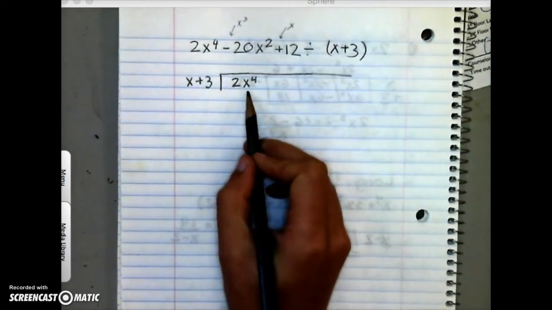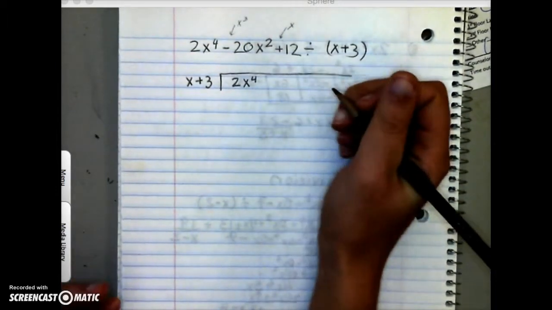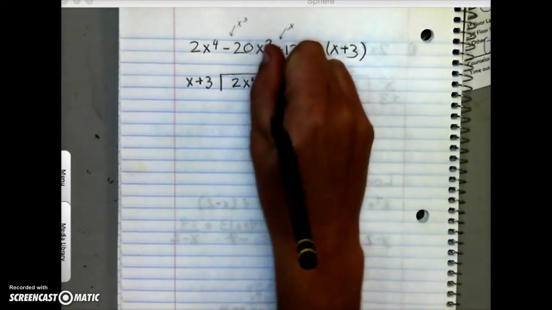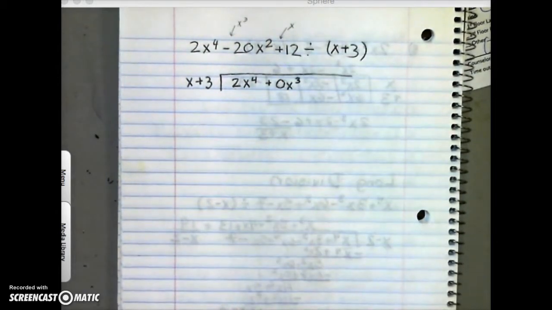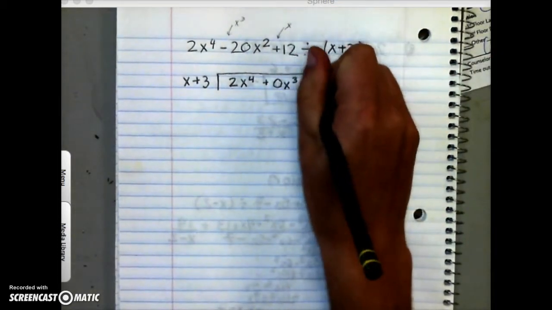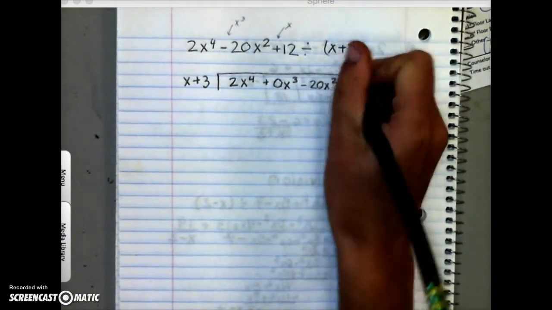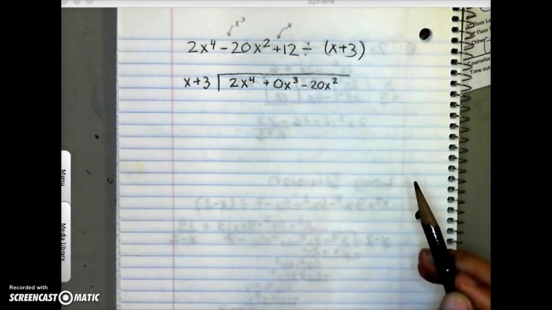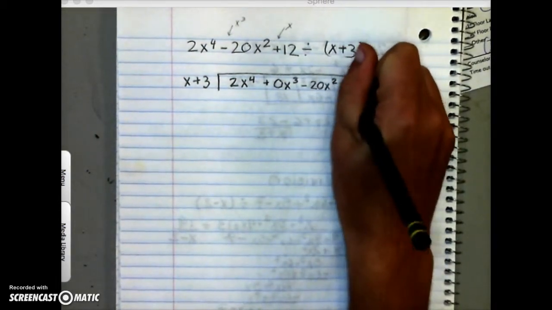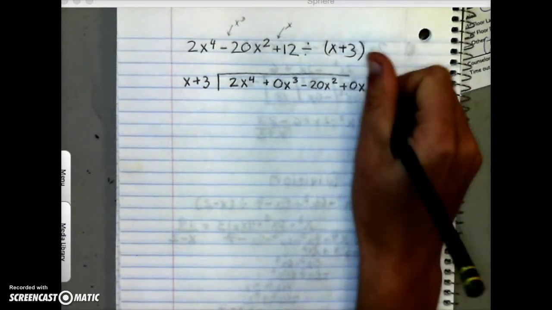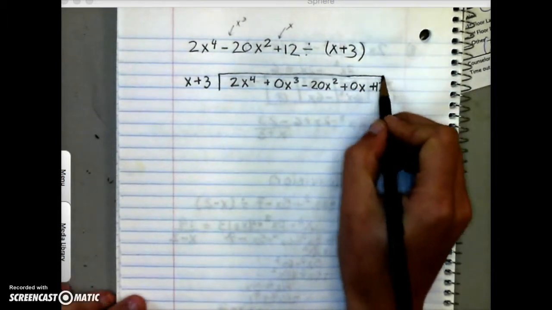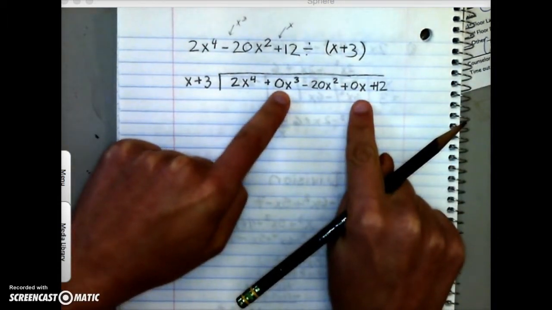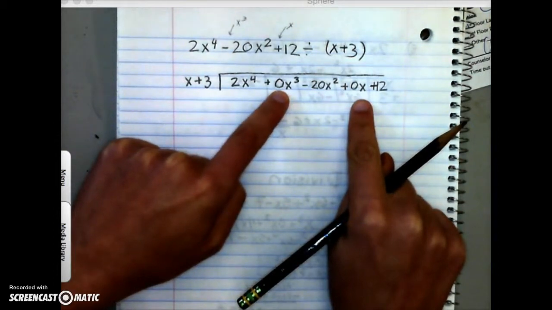So 2x to the 4th. Do we have any x to the 3rd powers? No. No, but we need that placeholder, so we're going to go plus 0x cubed. Can you do minus 0x? Sure, if you want to. Next one is minus 20x squared. Do we have any x terms? No. So you're going to add another 0x in there. Plus 12. So again, we need these two in order to keep our placeholders in the right spot.